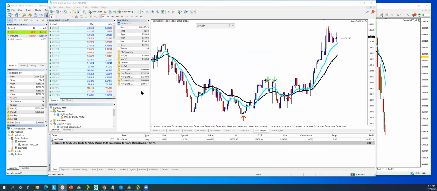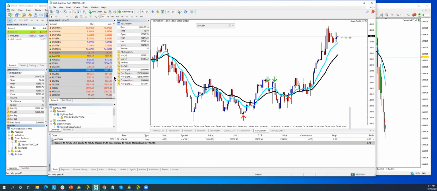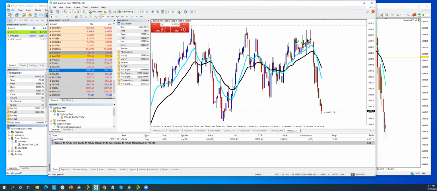So let's use a fresh NDX chart. Anybody else want to see how that EA works? You guys want to see it? It's quiet, might as well use it today, right? So we've got a fresh NDX chart, 1 minute chart.